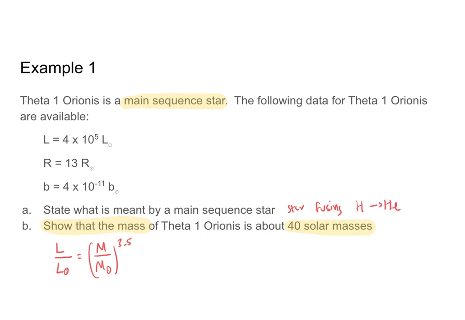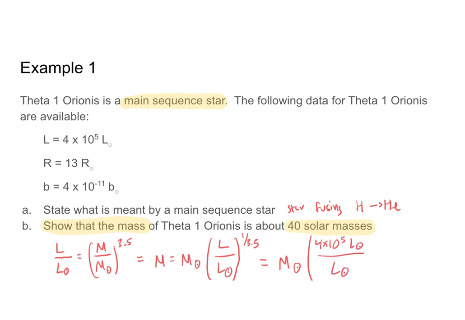So what that means is that the mass is equal to the mass of the sun times L over L of the sun to the 1 over 3.5. So we're taking the 3.5 root of L over the luminosity of the sun. So this is equal to the mass of the sun times the luminosity of Theta 1 Orionis, which is 4 times 10 to the 5th, times the luminosity of the sun, divided by the luminosity of the sun, to the 1 over 3.5, and we're going to go ahead and cancel out those luminosities.